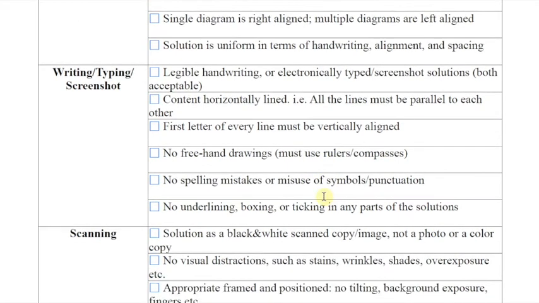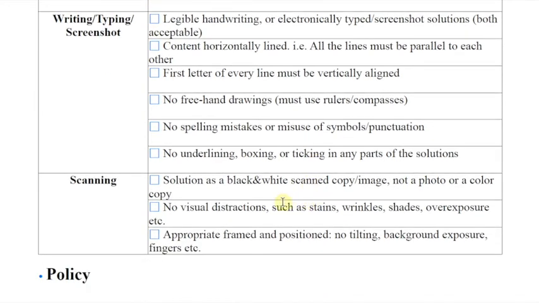No free drawing. You have to use a ruler or compass, and there should not be a spelling mistake. There should not be underlining, boxing, or ticking in any part of the solution. For the scanning part, we have to upload the answer in black and white format. I have already explained that we can use the render feature embedded in our app itself. There should not be visual distractions such as stains, wrinkles, shades, or overexposure. The image should be appropriately framed and positioned, with no tilting or background exposure, fingers, etc.